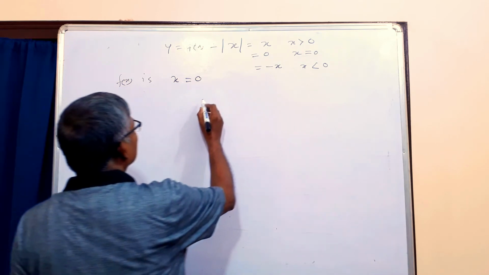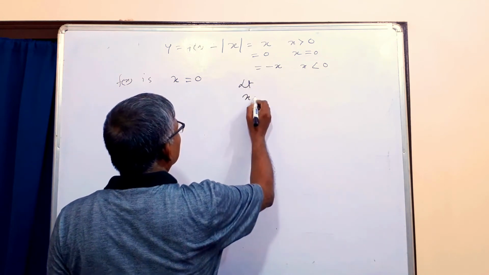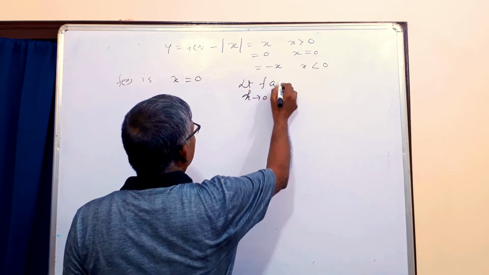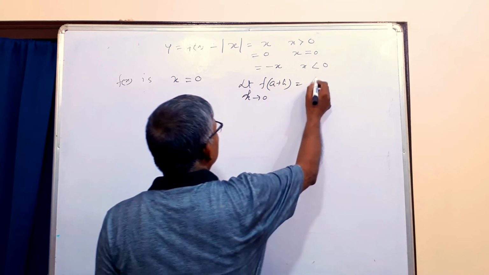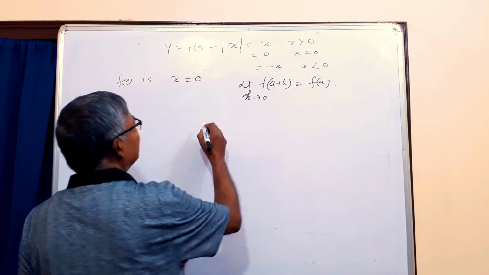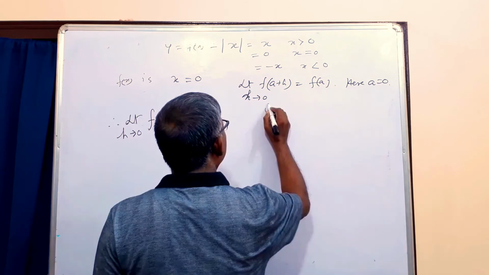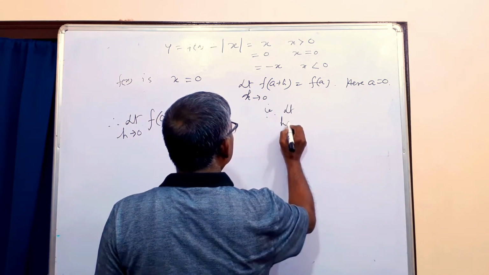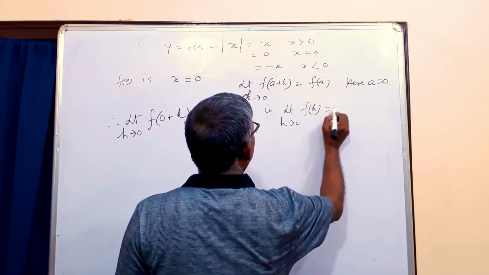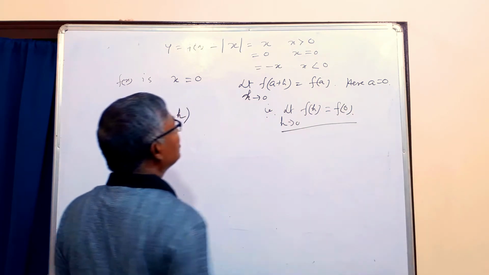So see, what is the very definition of continuity at x equal to a? It is limit h tends to 0 of f of a plus h equals to f of a. You have already learned this. Here a equal to 0, here limit h tends to 0 of f of h equal to f of 0. We have to find out whether these values are equal or not.